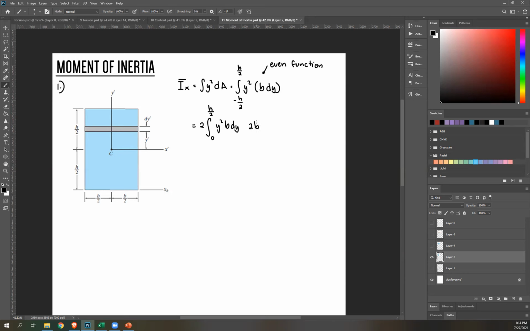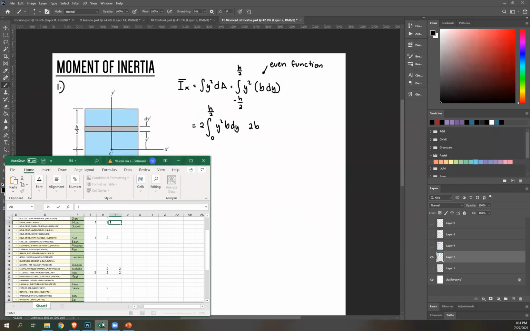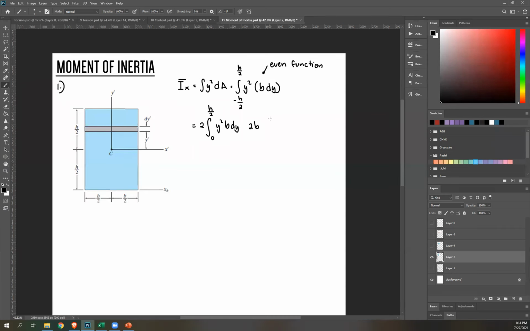So 2b. Then what's the integral of y squared dy? Correct, Rafaela and Simone. Okay, so y cubed over 3. So n plus 1 over n plus 1. And then evaluate from 0 to h over 2.